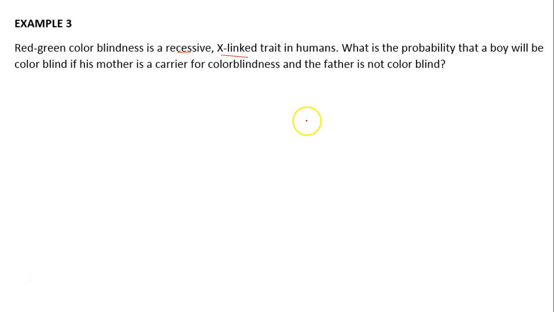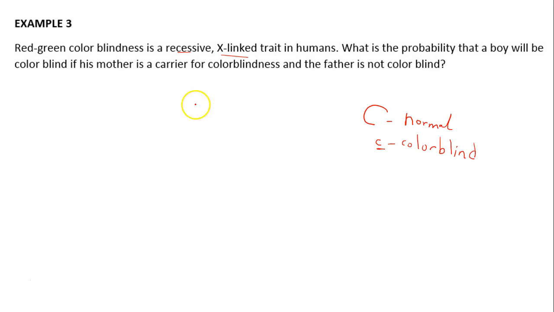Okay, so now we have to create a Punnett square, and we need to pick a designation or a letter for the color blindness trait. So let's say that capital C means normal, and small c means colorblind. Why did I pick small c for colorblind? Because I remember they said it's a recessive trait, so it should be a small letter.